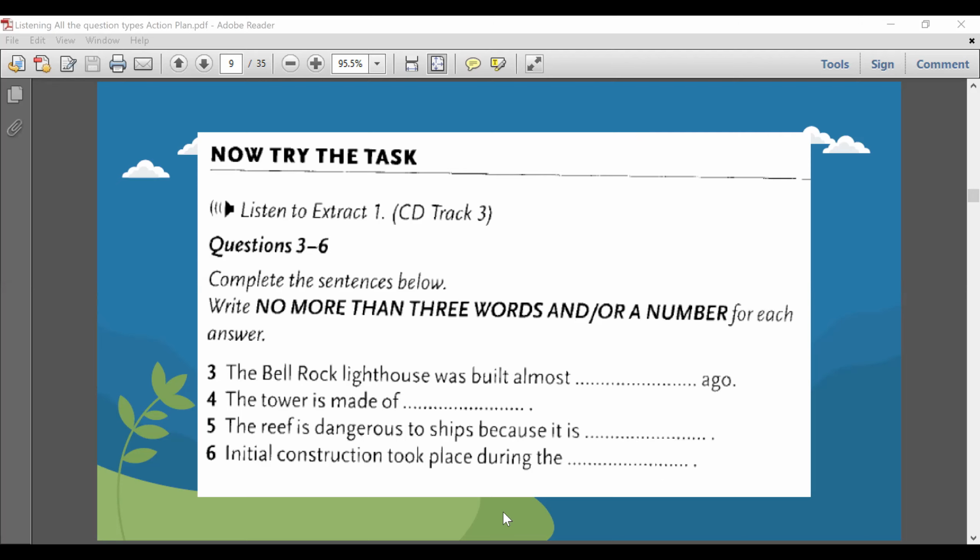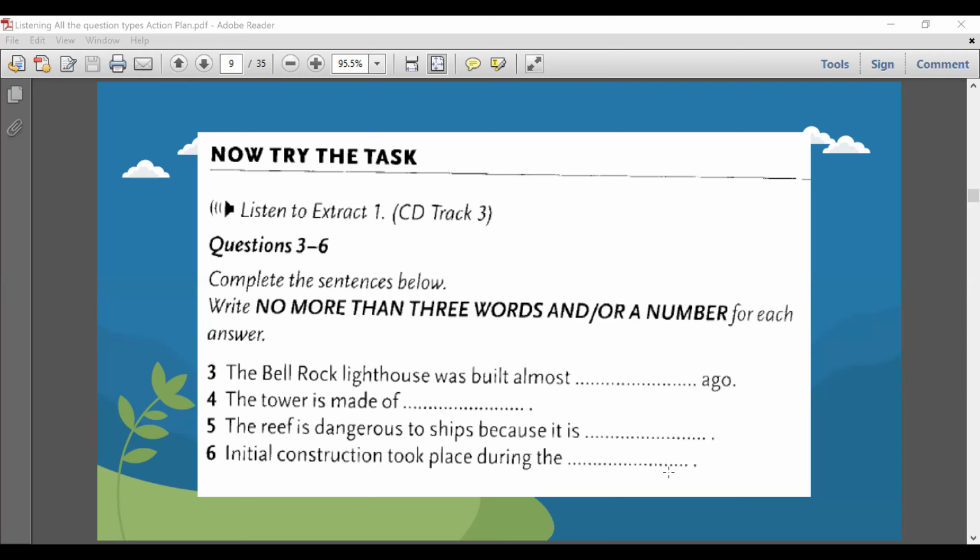The lighthouse was first built. And when you look at where it's situated, you'll see why this was such a remarkable achievement. The Bell Rock Lighthouse, also known as Stevenson's Lighthouse, after the engineer who built it, is 11 miles off the east coast of Scotland in the North Sea. It consists of a white stone tower.